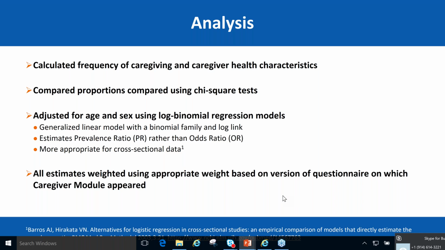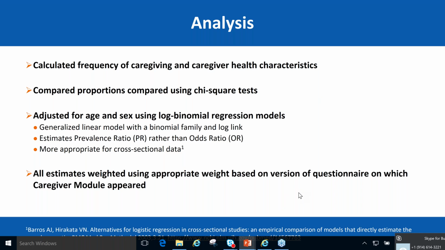One way to do that is using a regression model. And I just tend to like this log binomial regression model, which estimates the prevalence ratio rather than an odds ratio, which some researchers have shown is a better fit for these kinds of cross-sectional data like we have with the BRFSS. So there's a reference there at the bottom of the screen for an article by Barros and Hirokata that describes differences between different modeling approaches, and I'd be happy to provide some data code or more details if you're interested.